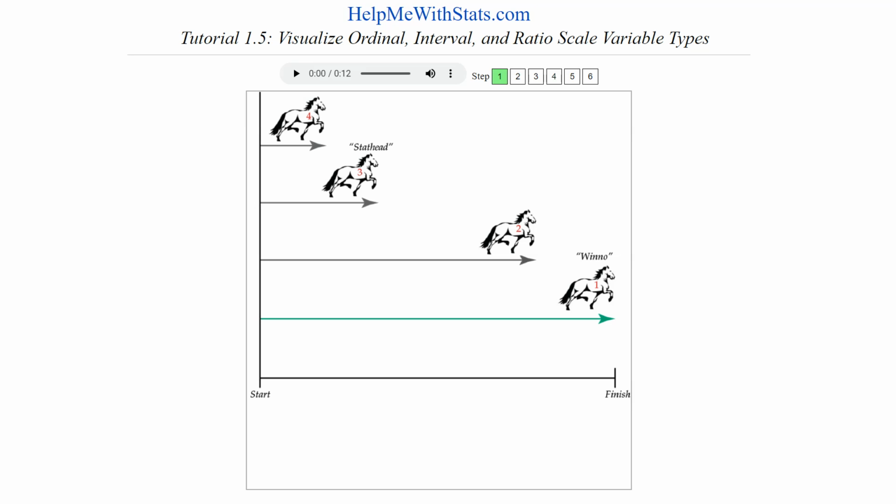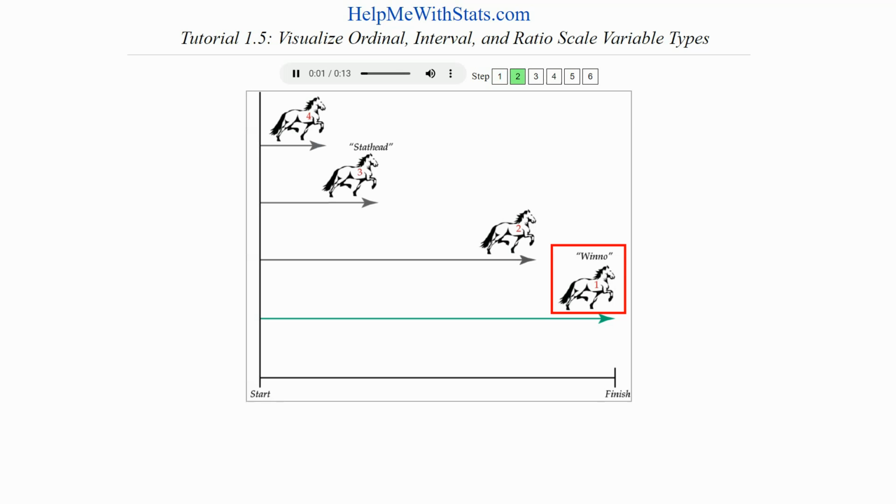HelpMeWithStats.com was used to create this tutorial that can help us visualize ordinal, interval, and ratio scale variable types. A good way to understand the differences between ordinal, interval, and ratio scale variables is to think about a horse race. Let's consider the positions of the horses at the end of the race.